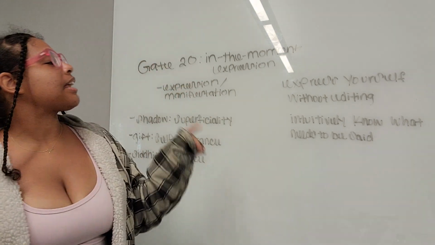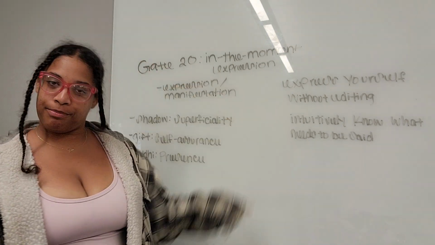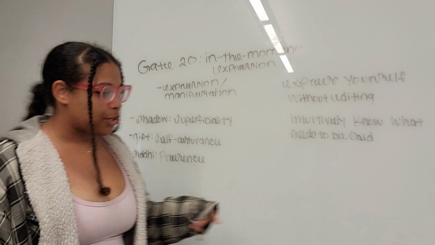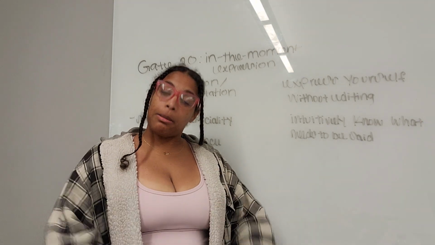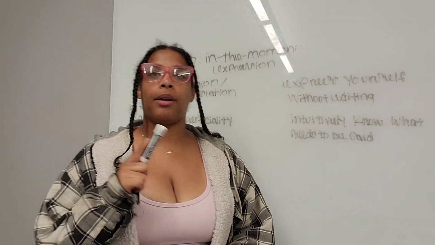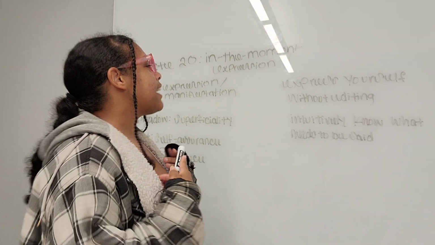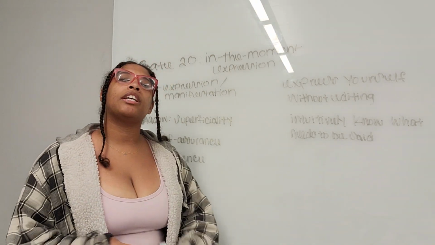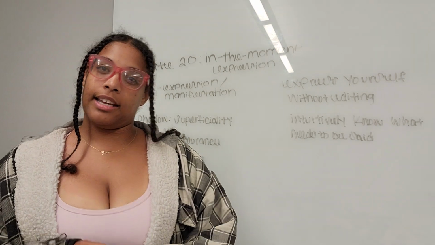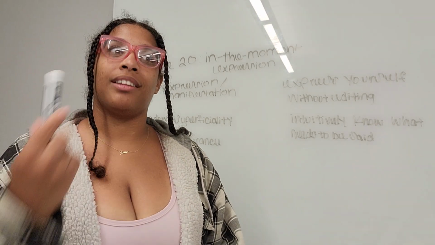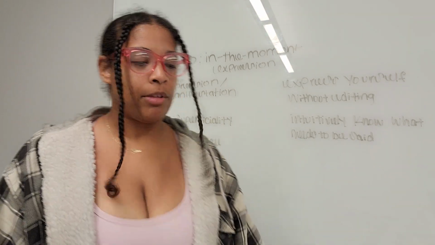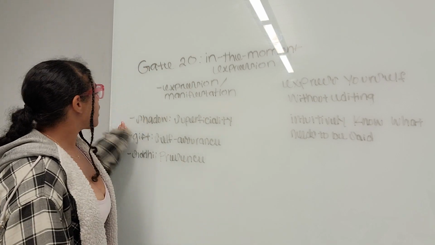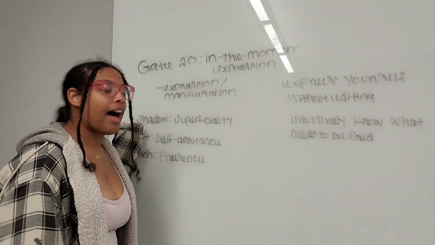So gate 20 is the gate of in the moment expression. Okay? So with this gate, you are meant to express yourself in the moment without filtering, without editing, right? And you just kind of intuitively know what needs to be said in every moment. And you are meant to allow that to come out of you. Yeah? So, the shadow of this gate is superficiality.